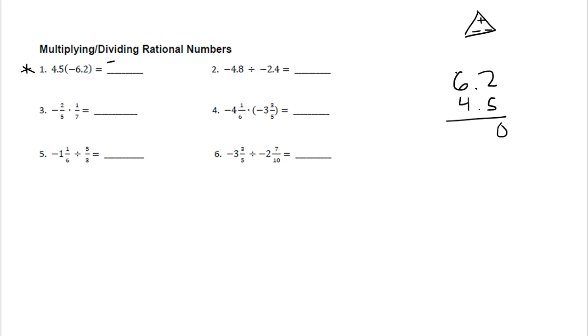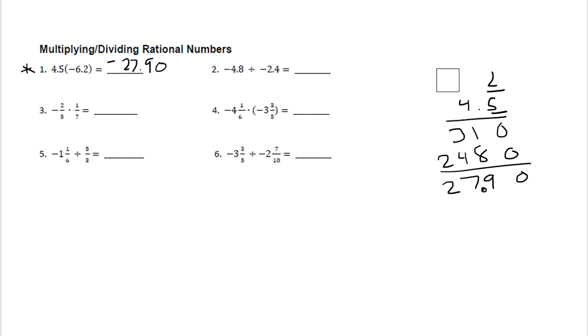5 times 2 is 10. 5 times 6 is 30 plus 1 is 31. Add a 0. 4 times 2 is 8. 4 times 6 is 24. And now we just add. And then because there were two digits to the right of the decimal in our problem, there has to be two digits to the right of the decimal in our answer. So negative 27.90.